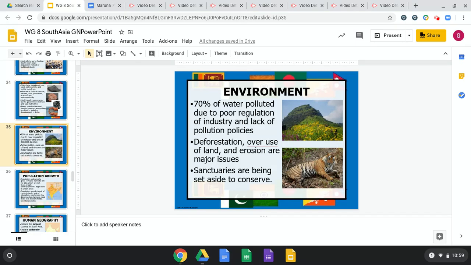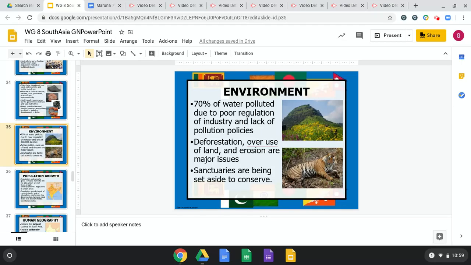Environment. There are definitely some environmental issues that have plagued this region. 70% of the water is actually polluted due to poor regulation of industry. So this development of these new factories and textile industries and so on and so forth are not being regulated, and so they're dumping a lot of pollutants into the water, including the Ganges River and all that. So that's a big problem. Not clean drinking water leads to disease, so on and so forth.